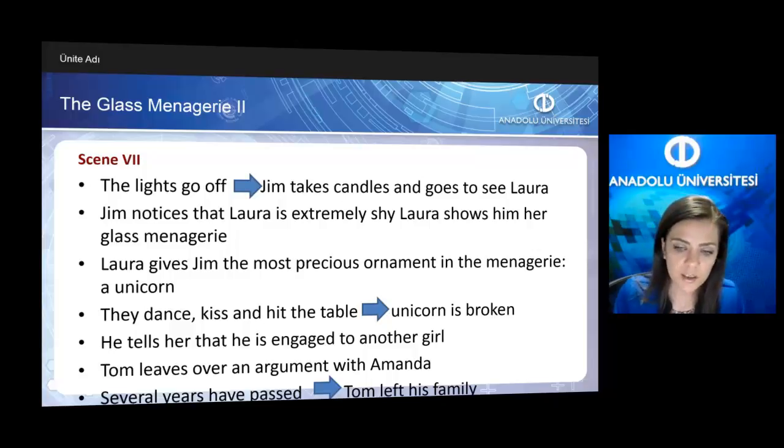suddenly Jim hits the table. The unicorn is broken, and Jim regrets kissing Laura here, and he tells her that he's engaged to another girl. And so after those events, Tom leaves over an argument with Amanda. And at the end of the play, we see that several years have now passed. Tom left his family, left his house, traveled from one place to another, and he remembers all these memories from the past. And we don't know what happened to Amanda and Laura.